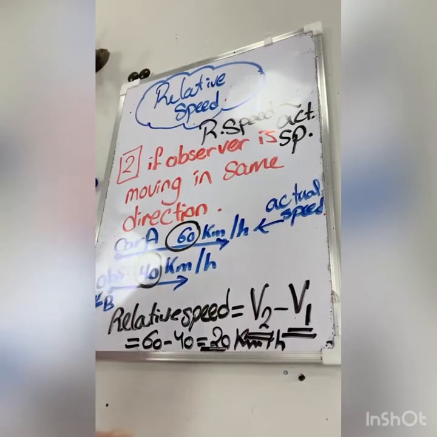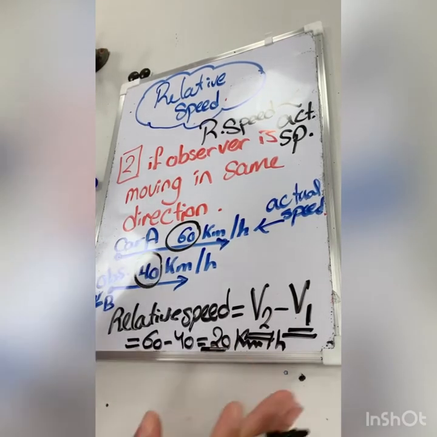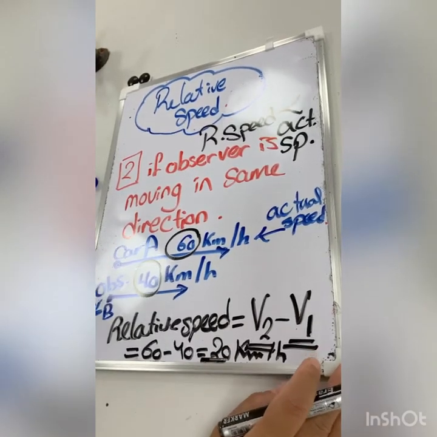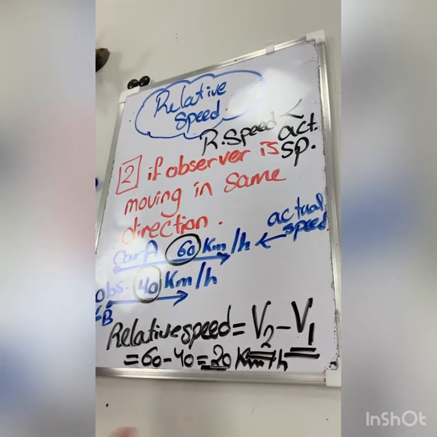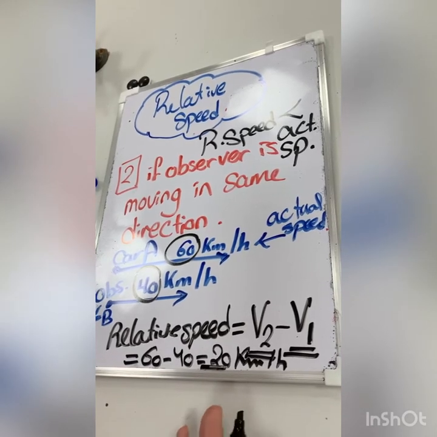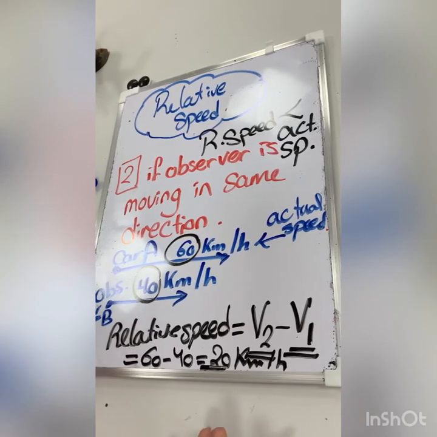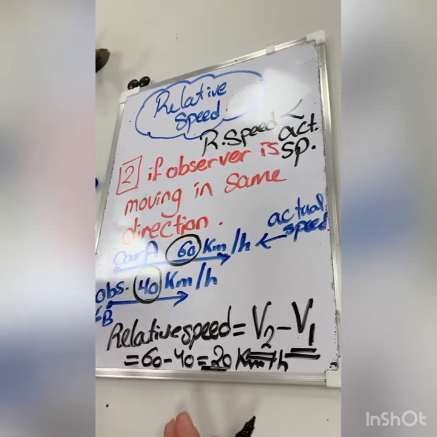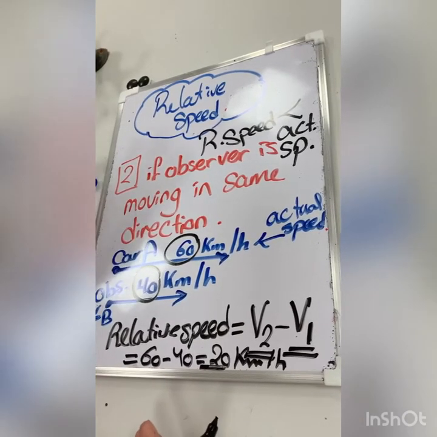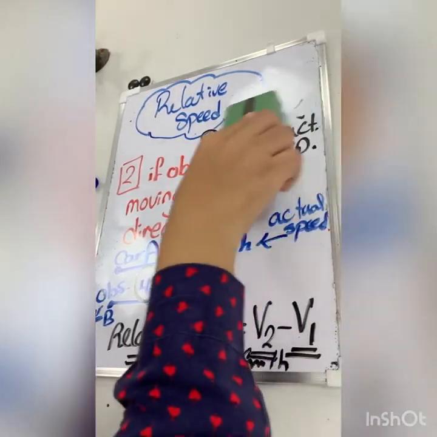Why? Because they are moving in the same direction. When you look at a car moving beside you in the same direction, you will see it moving slower than the real speed, or than the actual speed. This is the relative speed number 2.